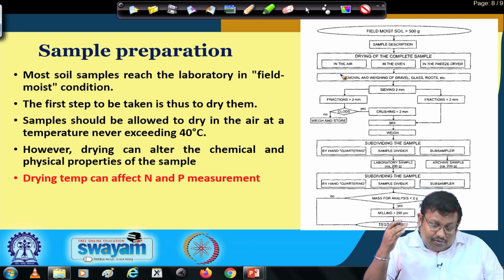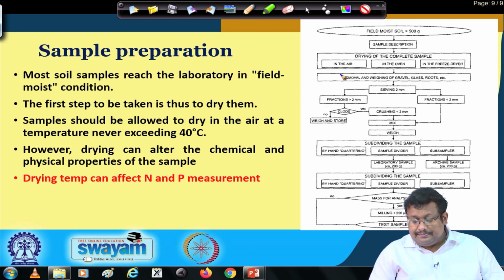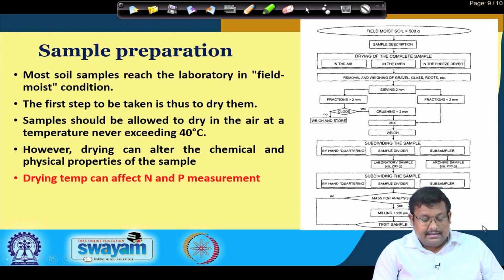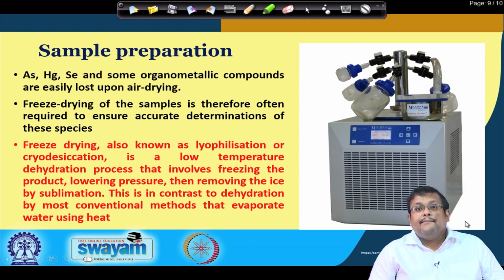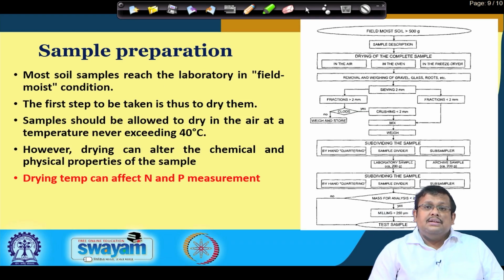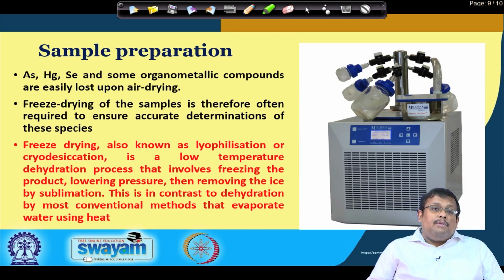So, once we dry the soil samples, the next step is the removal of the gravels. However, for drying, you also remember one important thing, that there are certain metalloids or organometalloid compounds, for example, arsenic, then mercury, then selenium, they can easily be lost by air drying also.